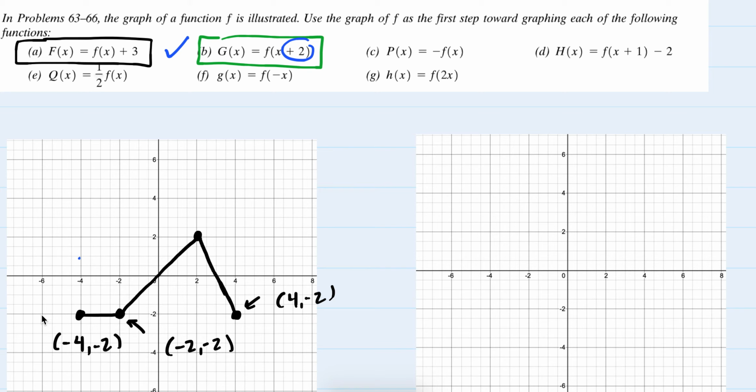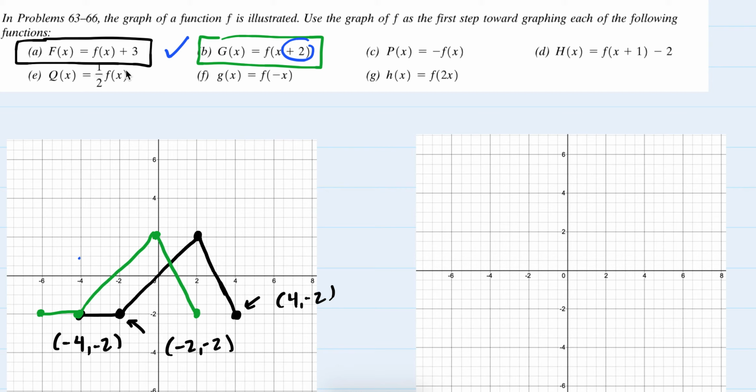So this point is moved to the left 2. This point is moved 2. This point is moved 2. And this point is moved 2. So now I have my graph. Looks like this. And the reason why we're giving you something strange is because I want to make sure that you know what the plus 3 and the plus 2 are, where they're corresponding. If they're on the inside of the function or the outside of the function, I want to make sure you know what the shifts mean.